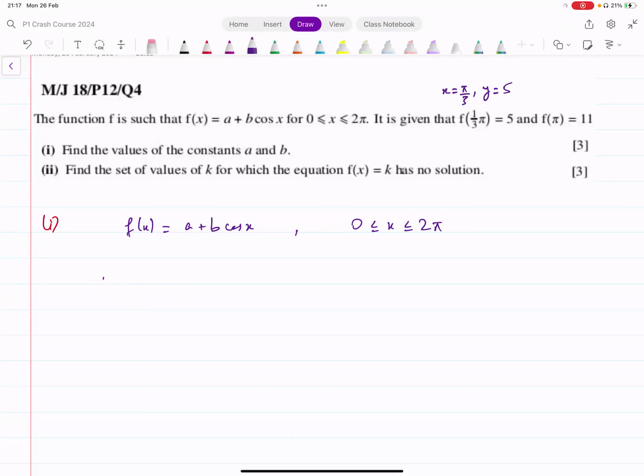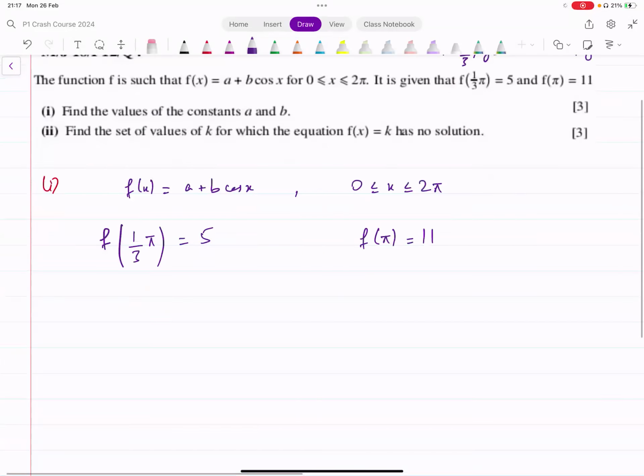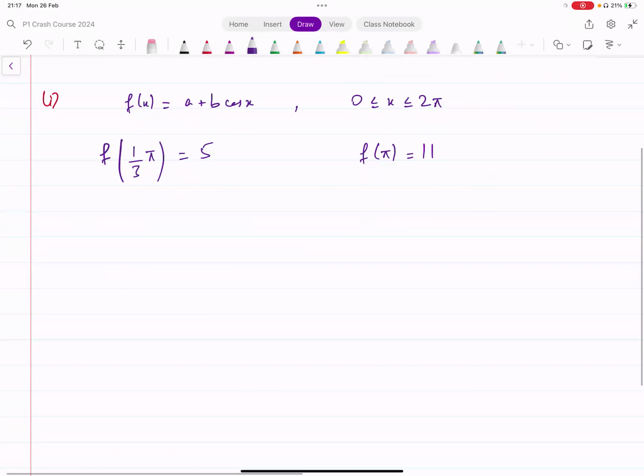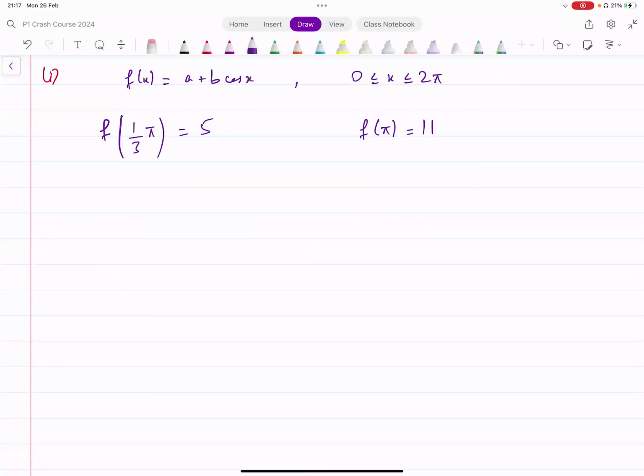Okay, so in other words, you can just do it like this. Let me just do it in function notation. Now that I've explained that to you, f of pi over 3 is supposed to be equal to 5. When x is pi over 3, y is equal to 5. Similarly here, it says when x is equal to pi, the value of y, the value of the function, is going to be 11. That means f of pi equals 11. That's the second piece of information that we're given. Just input those values here.